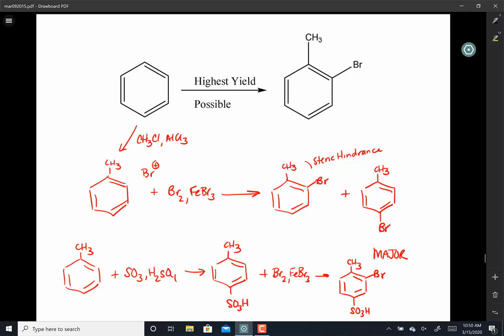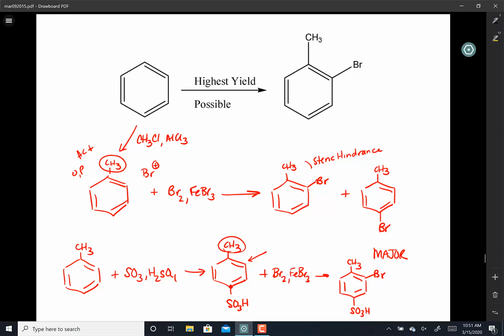So I guess I should have come back here and said, what kind of group is that? That's an activating ortho para director. Down here, of methyl and SO3H, I know SO3H isn't on the chart, but CH3 is activating, SO3H is deactivating, so this is going to be the director, and that's going to direct the bromine to the ortho position because the para position is blocked.